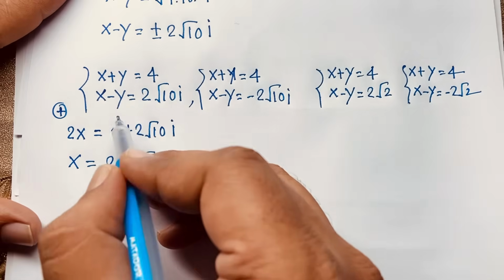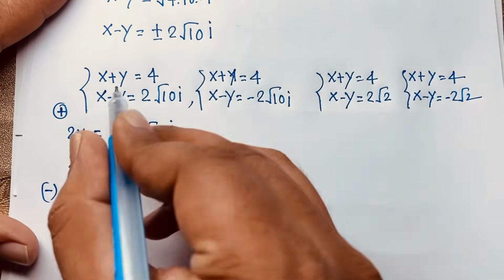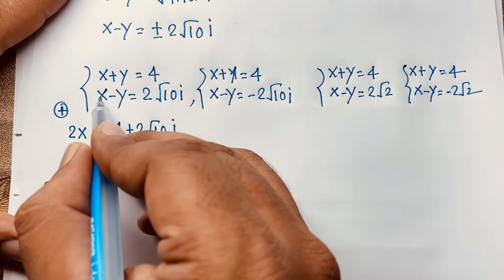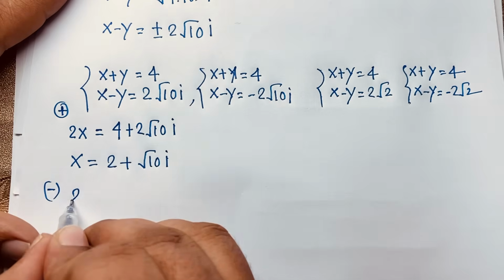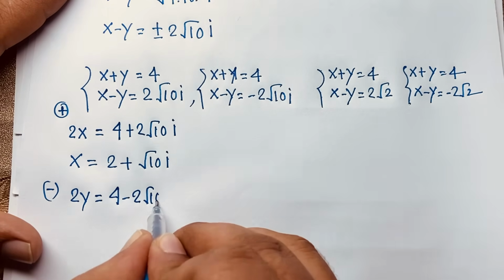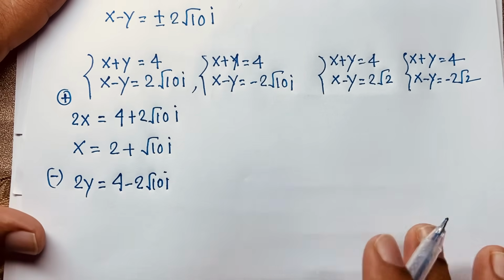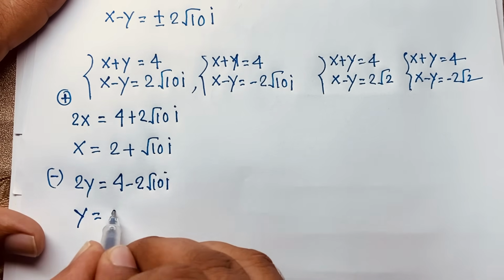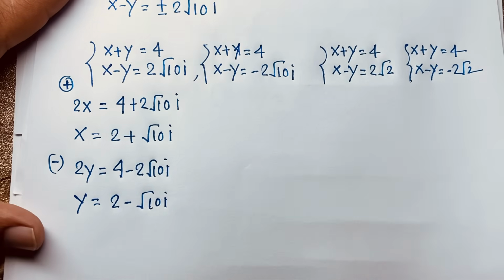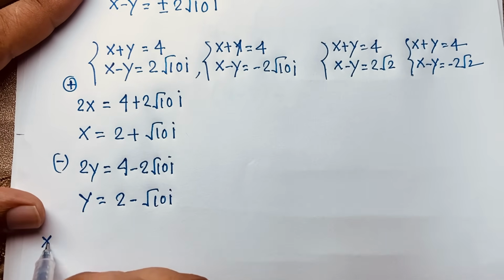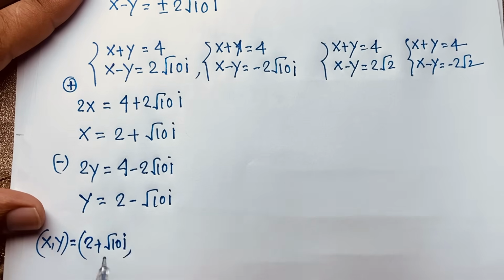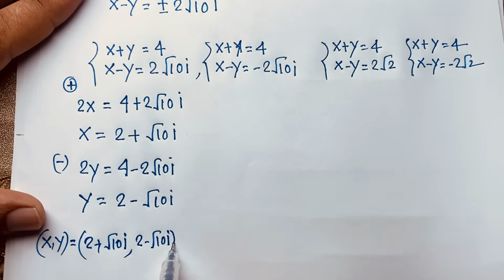So if I subtract both equations, x plus x will be twice x, but subtracting x minus x will be 0. So y minus y, it will be 2y. Then this minus this, it will be 4 minus 2 square root 10i. Then if I divide both sides by 2, we'll find out y is equal to 2 minus square root 10i. So x and y will be 2 plus square root 10i, 2 minus square root 10i.